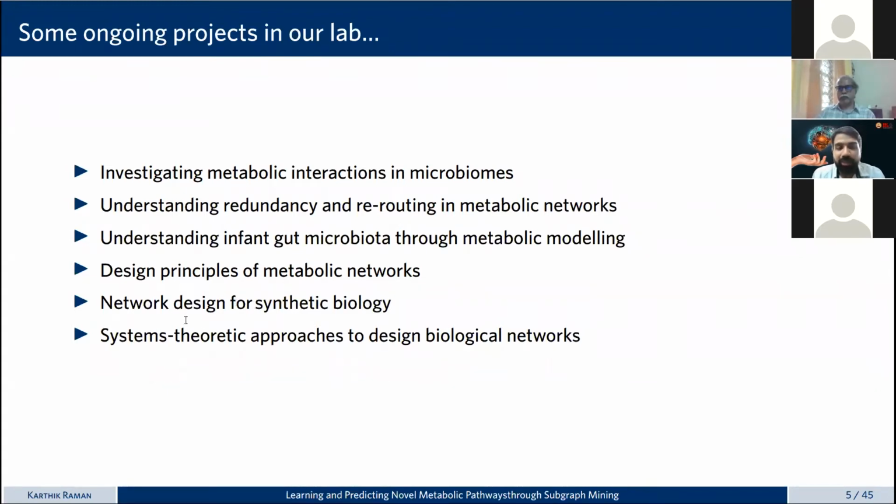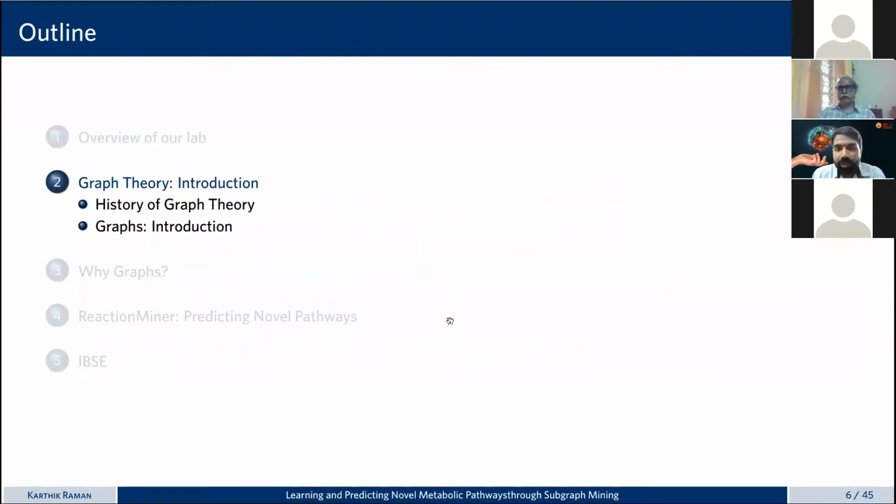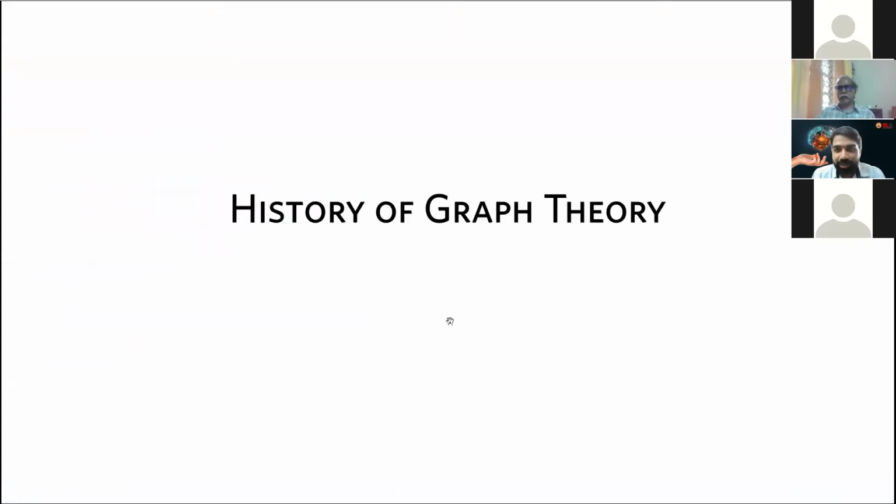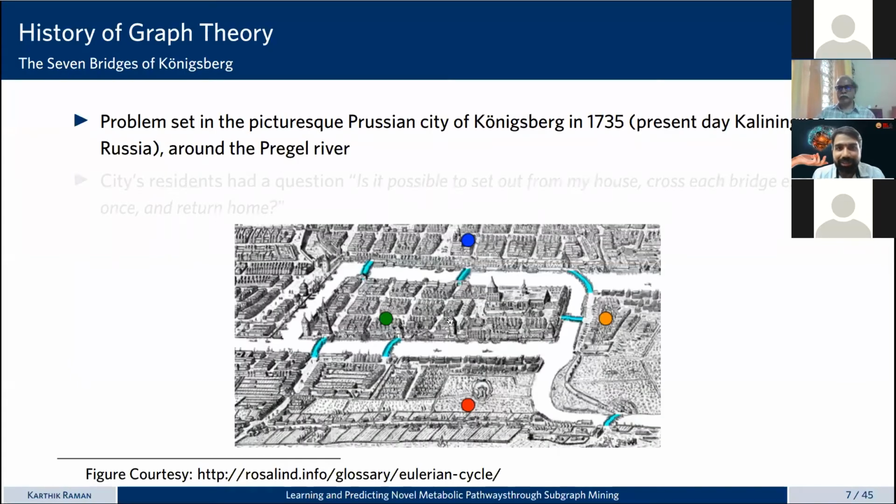And also we have been applying systems theory approaches. We're working with chemical engineers, trying to understand the structure of these networks. So I'll now give you a nice introduction to graph theory. If you haven't heard this, I can assure you this will be the most entertaining part of this talk. So the history of graph theory goes like this.